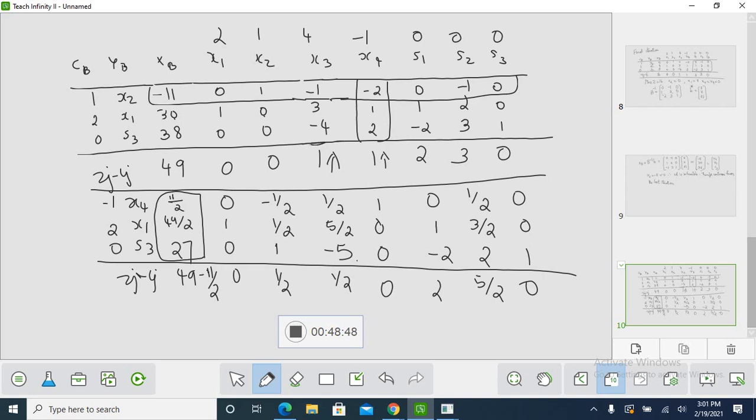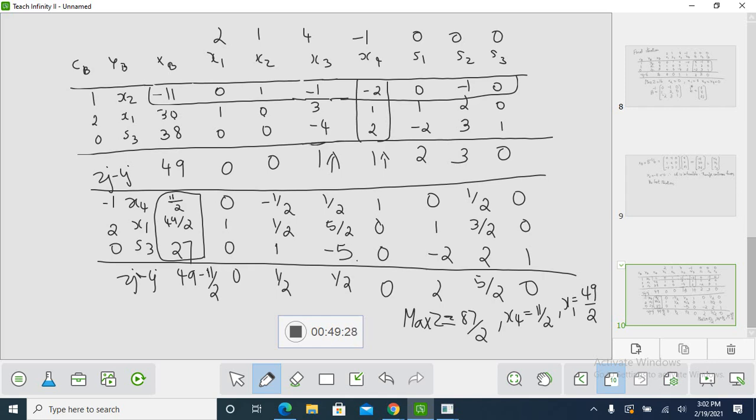So 98 minus 11, 87 by 2. Therefore, my maximum z is 87 by 2 under this change, and I have x4 as 11 by 2. I have x4 equal to 7 by 2, and I have x1 equal to 49 by 2. So x4 is 7 by 2, x1 is 49 by 2, and maximum z is 87 by 2.